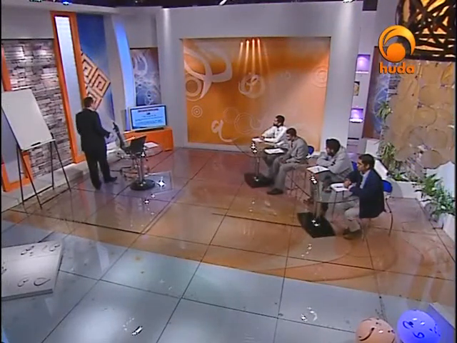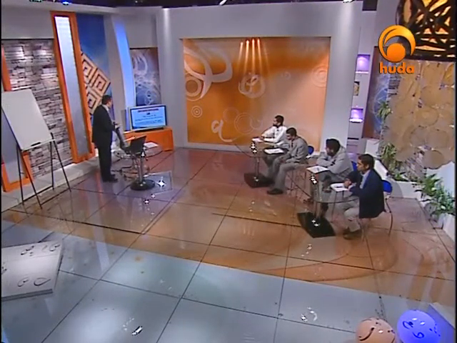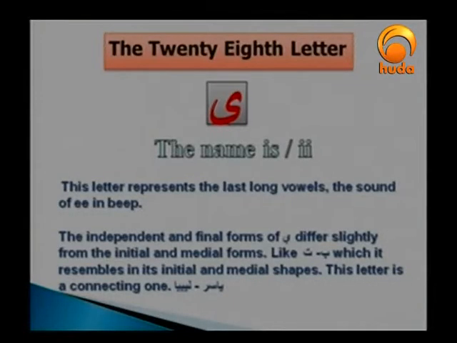I think in the previous part we discussed the Arabic alphabet waw, and I think that is quite important because if you combine waw with ya in such a way, you are combining two important vowels in Arabic, waw and ya. And we discussed before the first alphabet, which is alif. A lot of linguists describe those as vowels. So in ya, let me just move on to the slides here, and it says this letter represents the last long vowel, the sound of E in beep. Can you see that? So that is E.